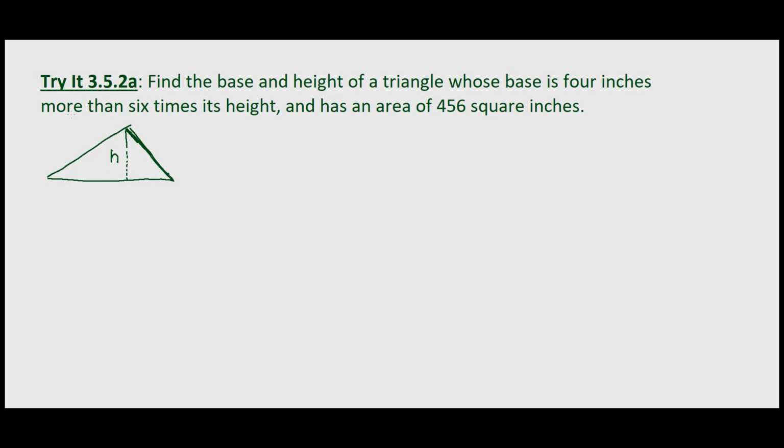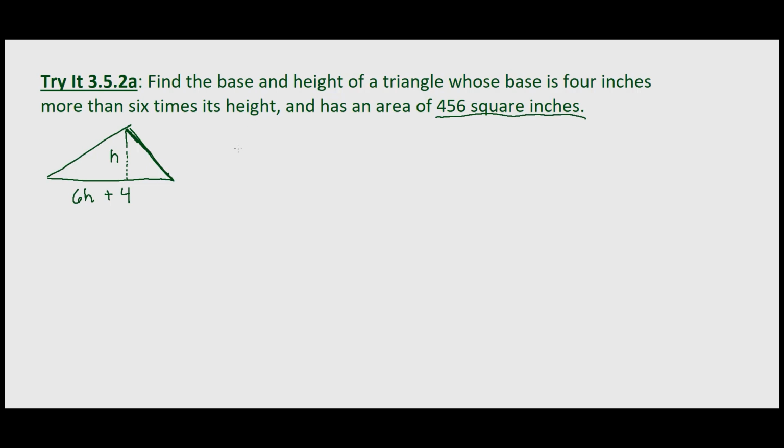So 4 inches more than 6 times its height. Well, that would be 6 times its height plus 4. We're also given that the area of the triangle is 456 square inches.